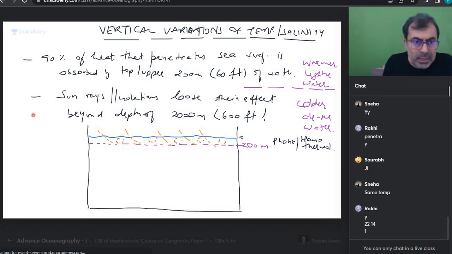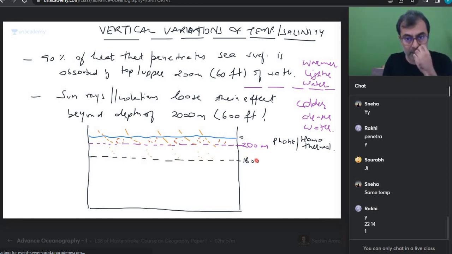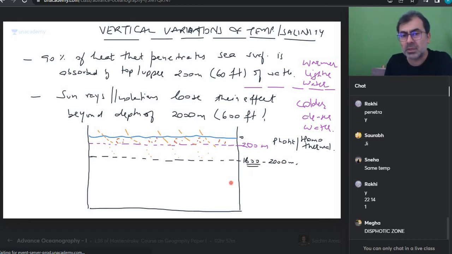Correct? Now after that, the heat becomes diffused. Up to 2 kilometers, remember, up to 2 kilometers, that is 200 to 1800 to 2000 meters. Here what happens? Diffused light comes, but what will happen? There will be a decline in temperature. It declines rapidly.